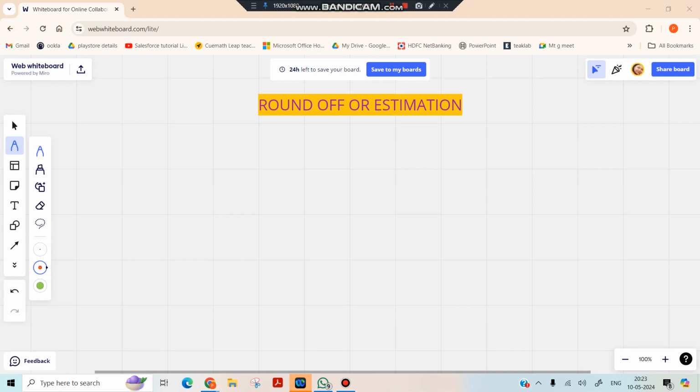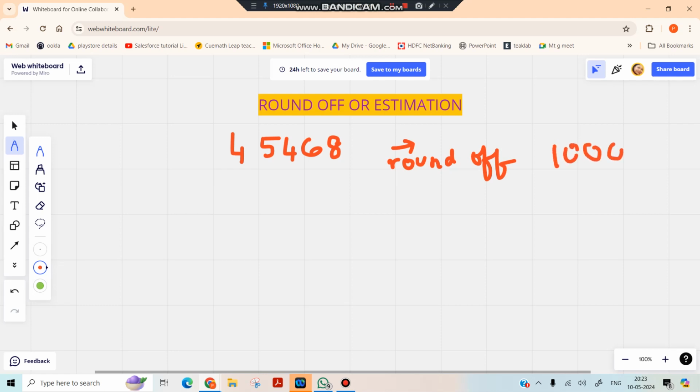Say we have a number 45,468. Suppose we have been asked to round off to the nearest thousand. Which place? To the nearest thousand. So the first thing that we have to do is we have to find out the lowest and the highest thousand. Why thousand? Because they have asked us to round up to the nearest thousand.